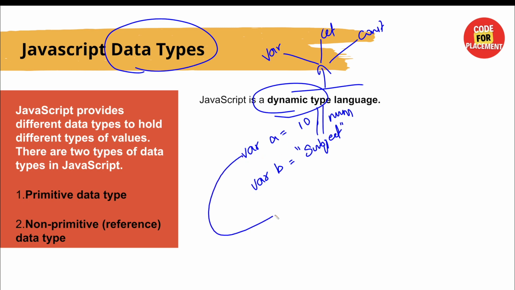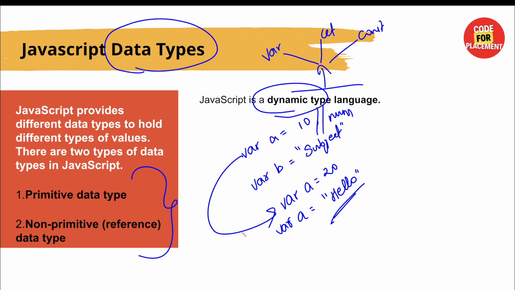Suppose if I want to change the value of these data types, I can change it at any time during runtime itself. Suppose I can store a is equal to 20. So here I am reinitializing it, right? Suppose if I want to store in the same a again, if I want to reinitialize with the same var, and I want to store a string, that is hello, right? So even JavaScript allows us. So that's why we call it a dynamic type language. So these are the two types we have: primitive data type and non-primitive data type. Let's see in code how we are going to write these types of variables.